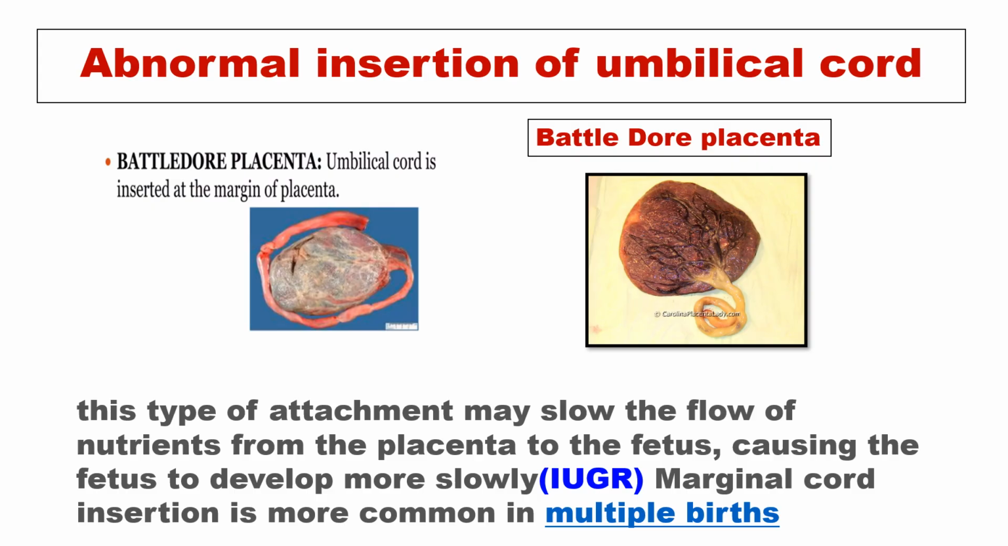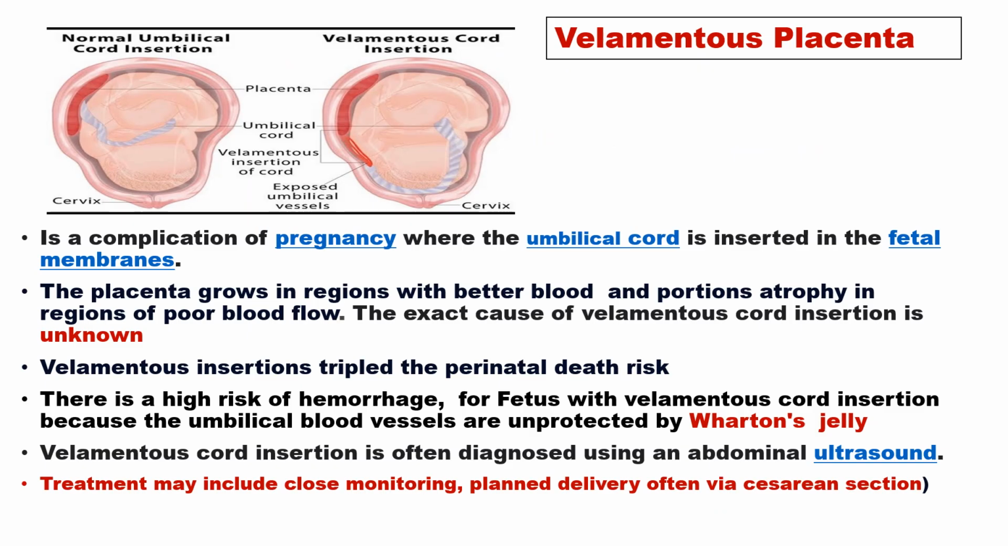It's known as Battledore placenta. Velamentous insertion of the umbilical cord is known as velamentous placenta. It is one of the complications of the umbilical cord, as it is inserted into the membranes.